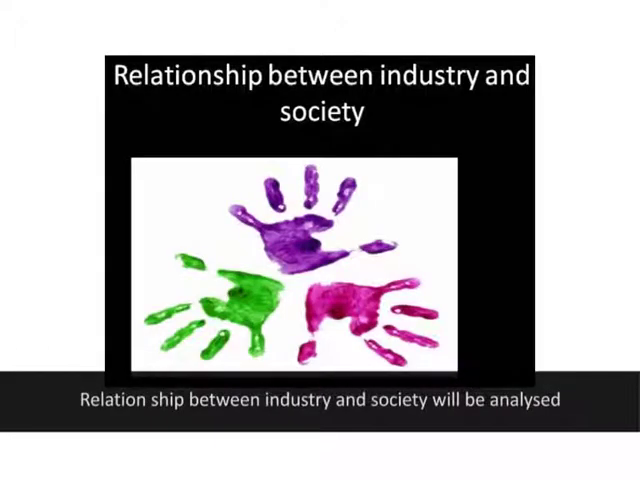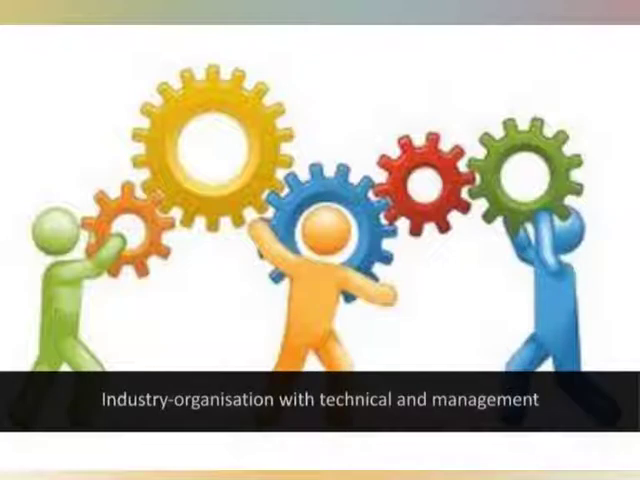First of all, the basic relationship between industry and society will be analyzed. In early days, industry was just an organization with technical and management development. But nowadays, every industry is considered as a society. Next part of the chapter emphasizes the scope of industrial sociology with a real-world example.